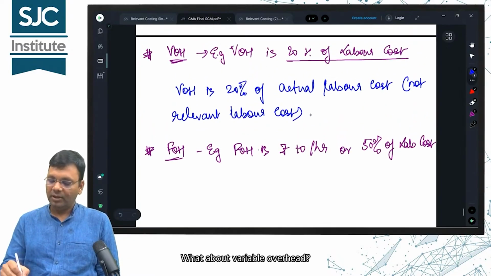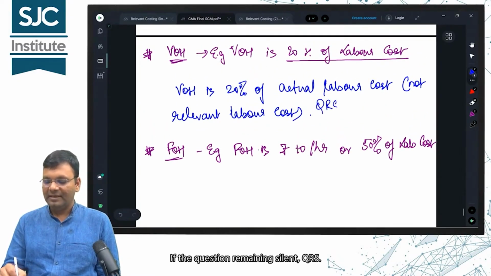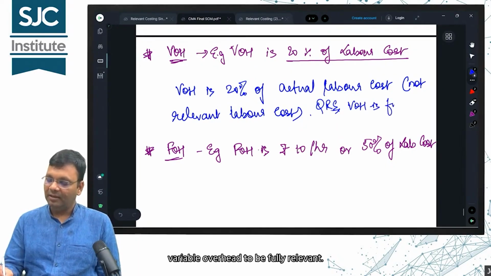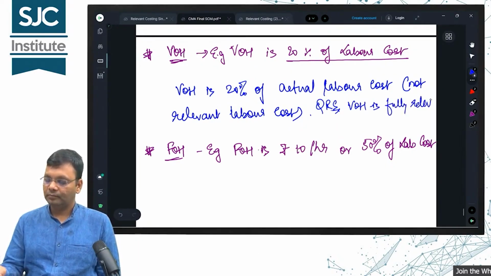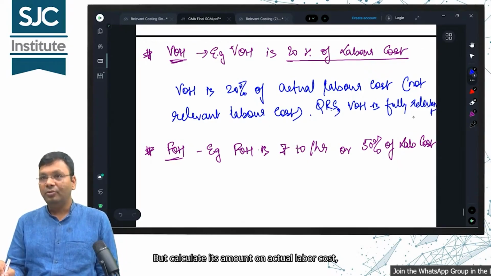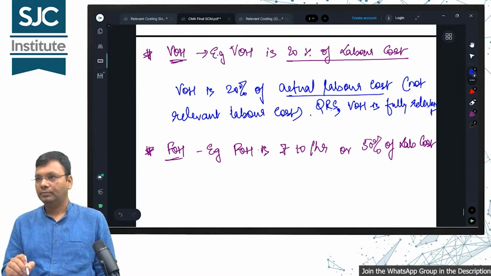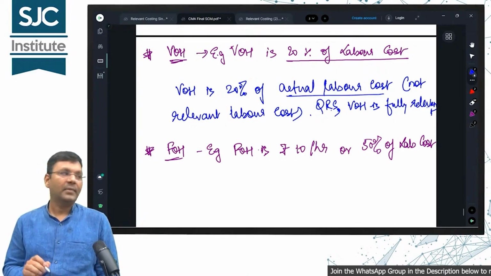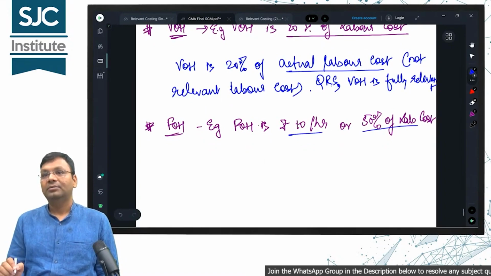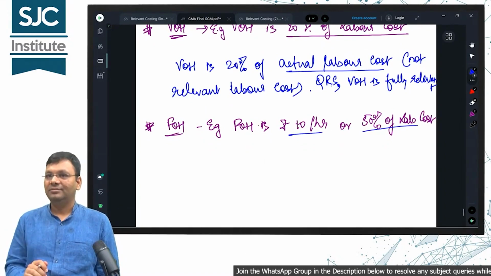What about variable overhead? If the question remains silent, consider variable overhead to be fully relevant. If nothing is said, it is relevant, but calculate its amount on actual labor cost, not on relevant labor cost. But when we come to fixed overhead, and if the question is giving a rate, don't calculate its amount.